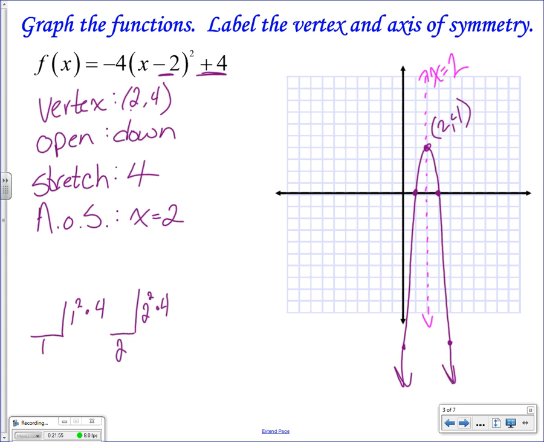And now we can check. Okay? So if I put in 1 for x, what should I get for y? I just told you. 0, right? So let's try it. I'm going to get negative 4 times 1 minus 2 squared plus 4. What's 1 minus 2? Negative 1. Negative 4 times negative 1 squared. What's negative 1 squared? 1. Negative 4 times 1, plus 4? 0.